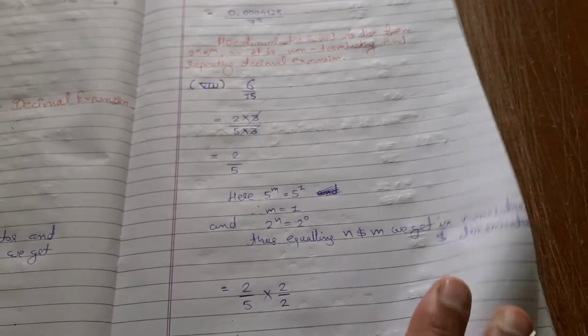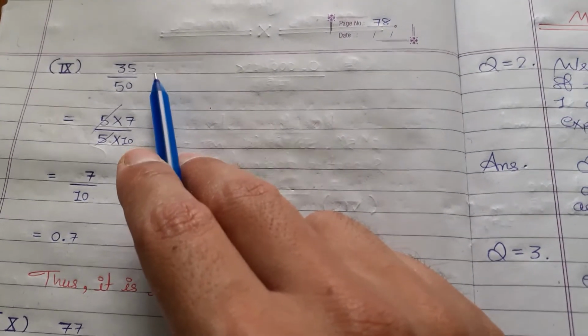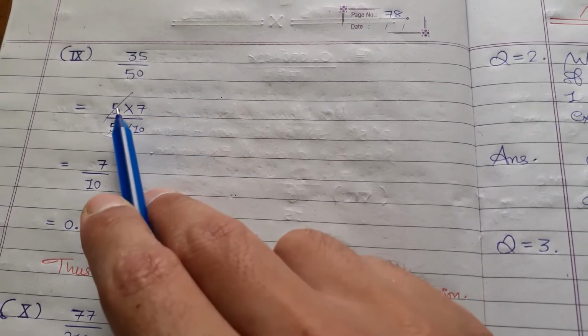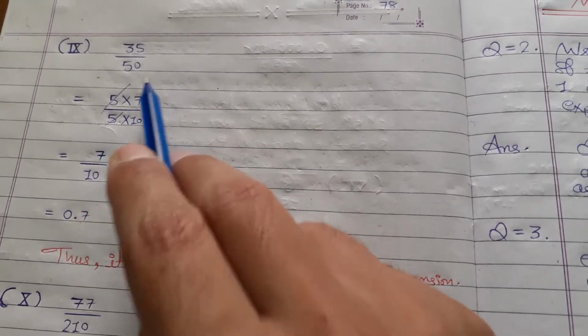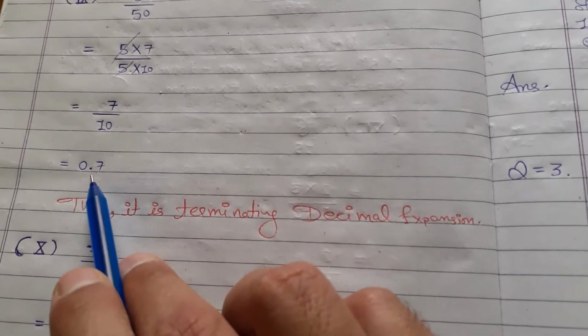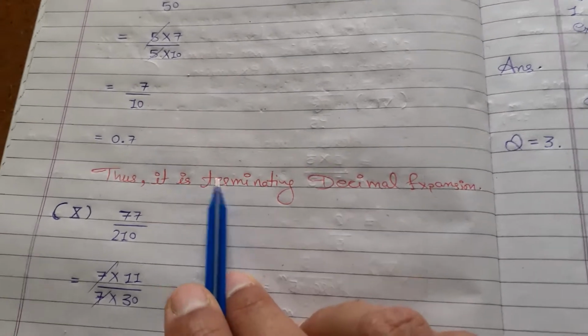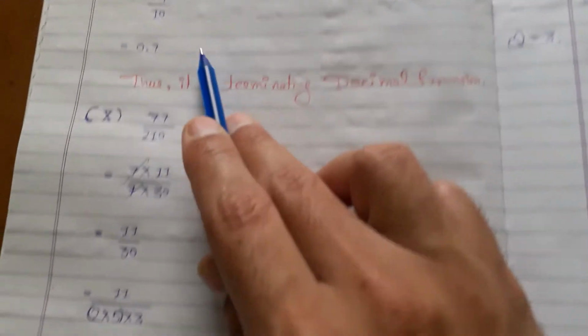Moving on to question number 9. Question number 9 is 35 upon 50. 5 7s are 35 and 5 10s are 50. The 5s are cancelled and we get 7 upon 10. 7 upon 10 is 0.7. Thus it is a terminating decimal expansion without much further calculation.